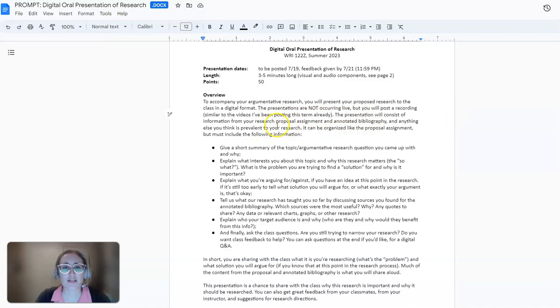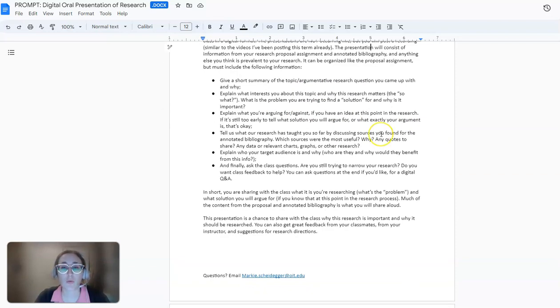The presentation is going to consist of, again, information from your research proposal and your annotated bib, and anything else you think is relevant to your research so far, anything else you want to let us know about what you're finding out or what you're interested in. And one way that I recommend organizing it is like the proposal assignment. So if you remember that template from the proposal, you start with the situation and your background, your research question, your audience, and you go on from there. You can organize this presentation the same way.